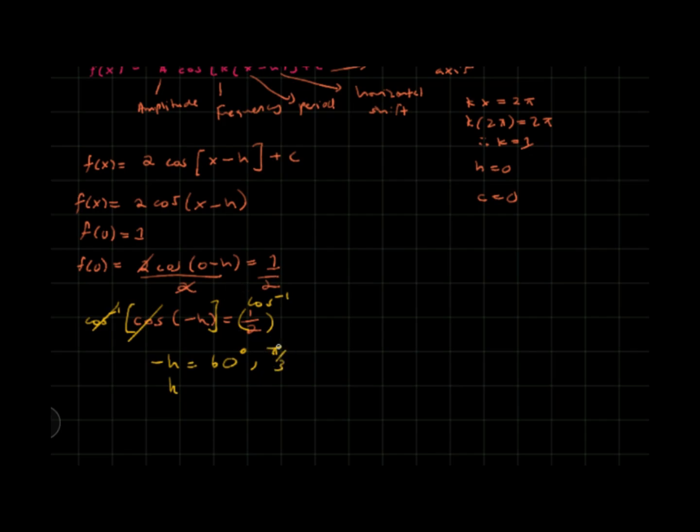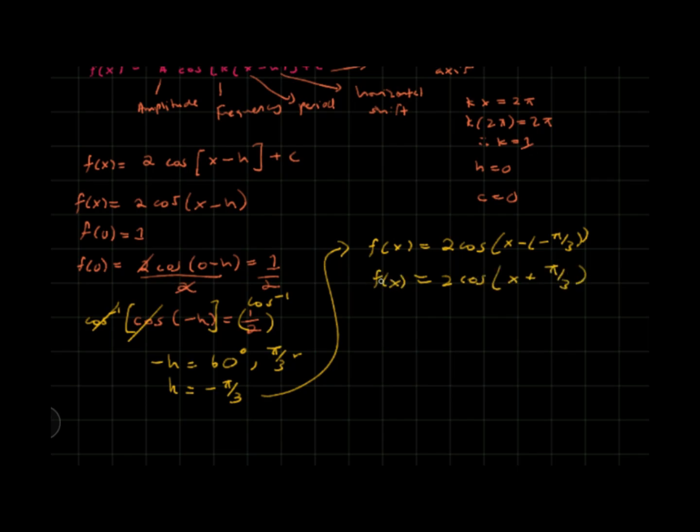Okay, I prefer radians, right, because we're looking at everything in radians. So h is equal to negative pi over 3. So if h is equal to negative pi over 3, then f of x should be equal to 2 cosine, because h is negative pi over 3, you'll have x minus negative pi over 3, which is 2 cosine x plus pi over 3. Okay, so this is your function.